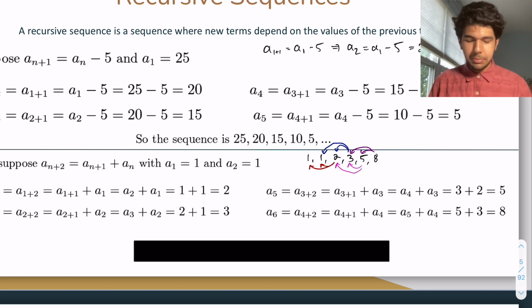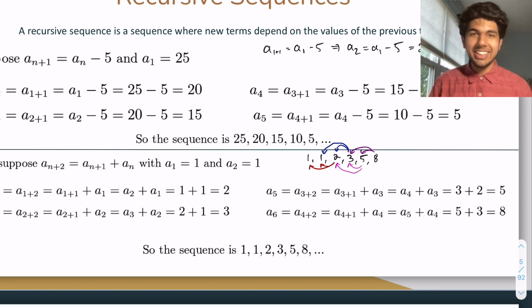So this sequence ends up being 1, 1, 2, 3, 5, 8, and you may recognize this sequence as the Fibonacci sequence, one of the most famous sequences, and it can indeed be represented recursively. In fact, that's how it's most commonly represented.